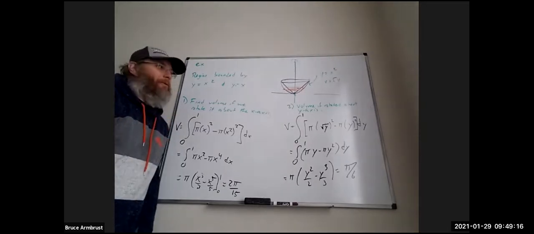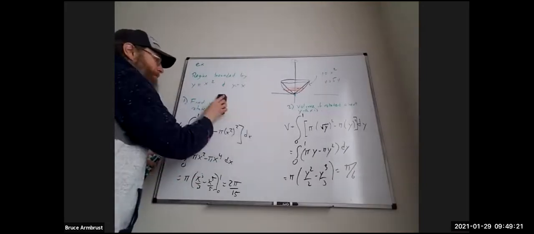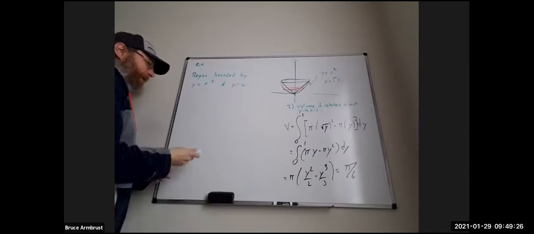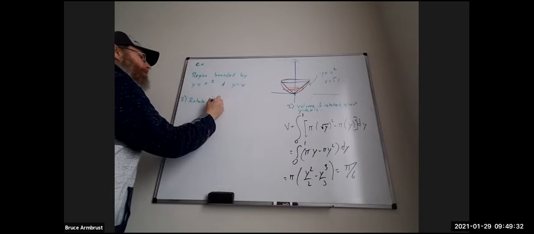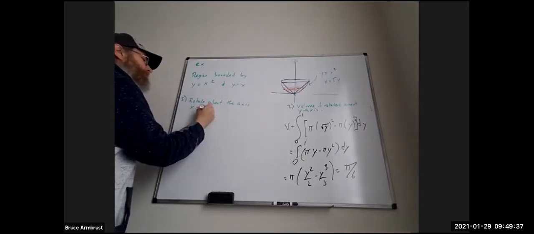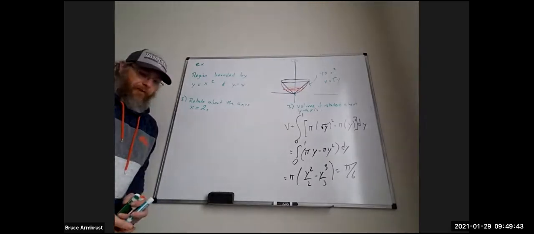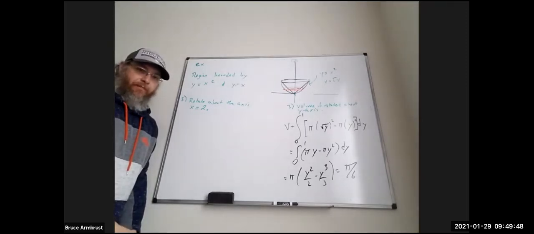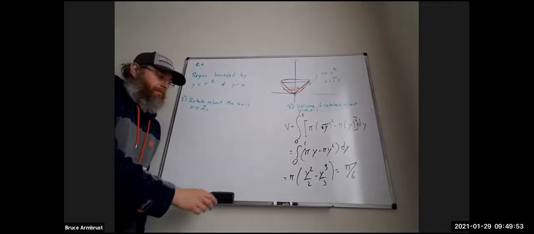Okay, but now what about this? So same region. But this time, that was number 3. Let's rotate it about the axis x equals 2. So I'm not going to use the coordinate axes. This time I'm going to use another line as an axis. I'm going to use the line x equals 2.